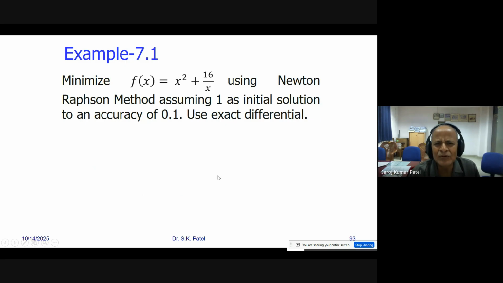Let us solve an example. F of x equal to x square plus 16 by x, and solve it by the Newton-Raphson method. Starting point is x equal to 1. Let us take it, and desired accuracy 0.1. Let us use the exact derivative. Let us solve it first.